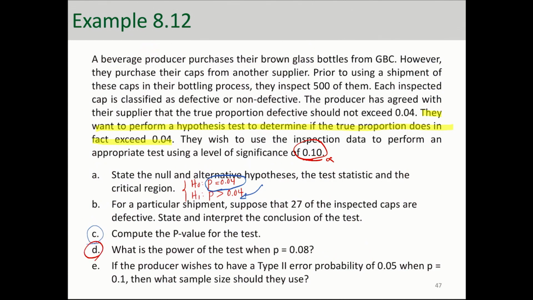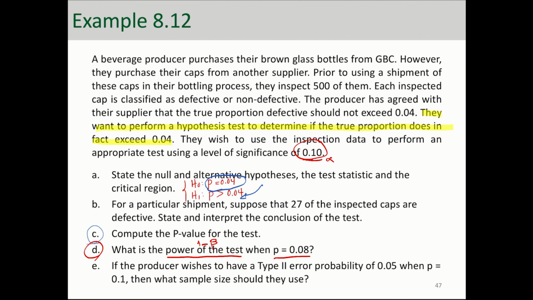So, part D says, what is the power of the test? You know, power of the test is 1 minus beta. Beta is probability of type 2 error. 1 minus that is power of the test. When P is equal to 0.08. Essentially saying that if we estimate that the population proportion, the proportion of all these defective caps is 8%, if that's a good estimation of the entire population, what is the power of our test? What is the power of this test using this n and all the other characteristics?